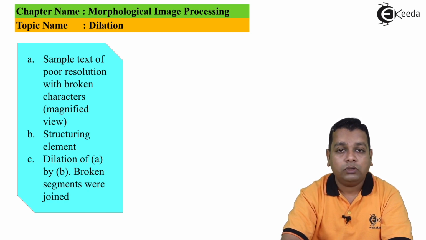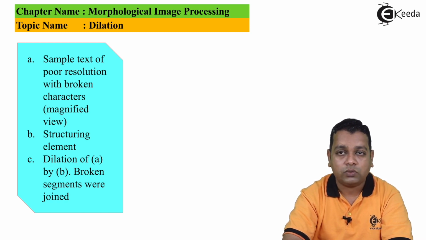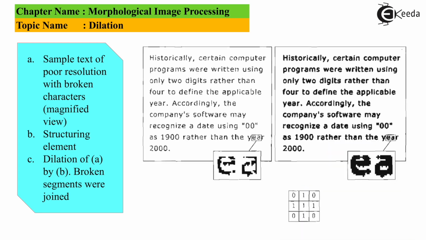Now figure C represents the dilation of figure A, the sample text of poor resolution with broken characters, by the structuring element, that is figure B. Here the broken segments are joined. Whatever breakage we had at this particular point, and also at this particular point, has been joined to complete the shape of the small e letter as well as the small a letter. So this is one of the very prominent applications of the dilation process.